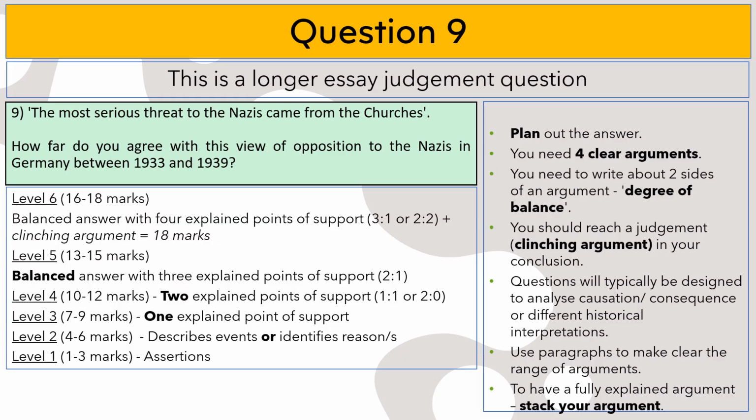Okay, so we'll look at the final question. Same deal. The most serious threat to the Nazis came from the churches. How far do you agree with this view of opposition? So looking for four clear arguments, your degree of balance, and you're looking for a clinching argument.